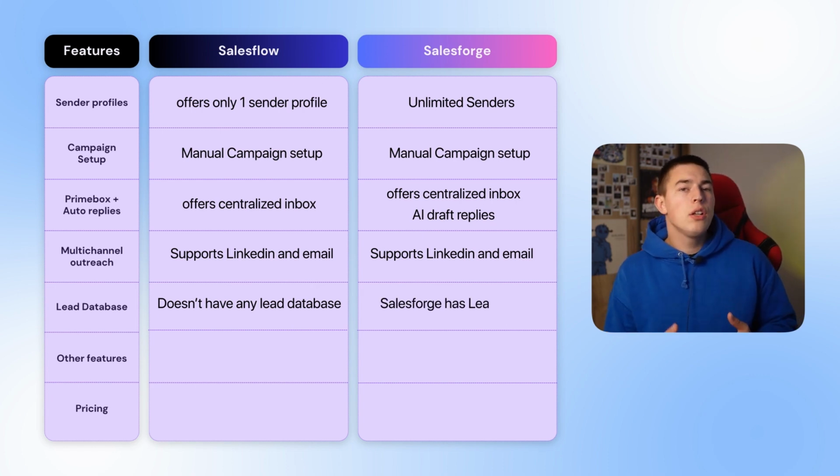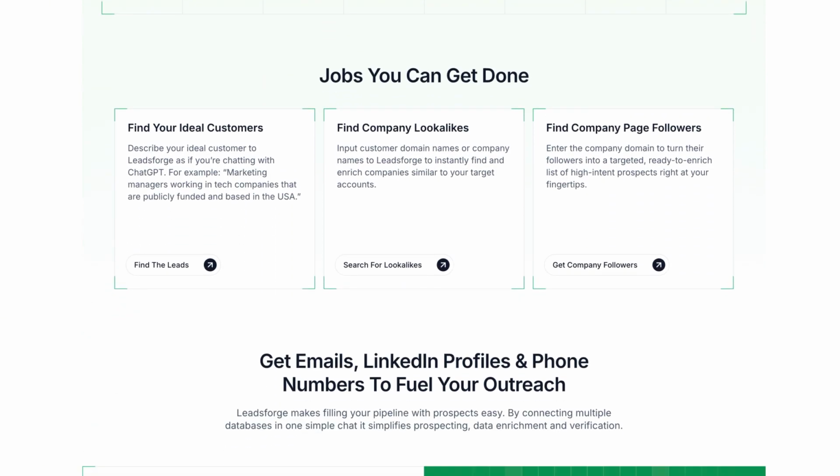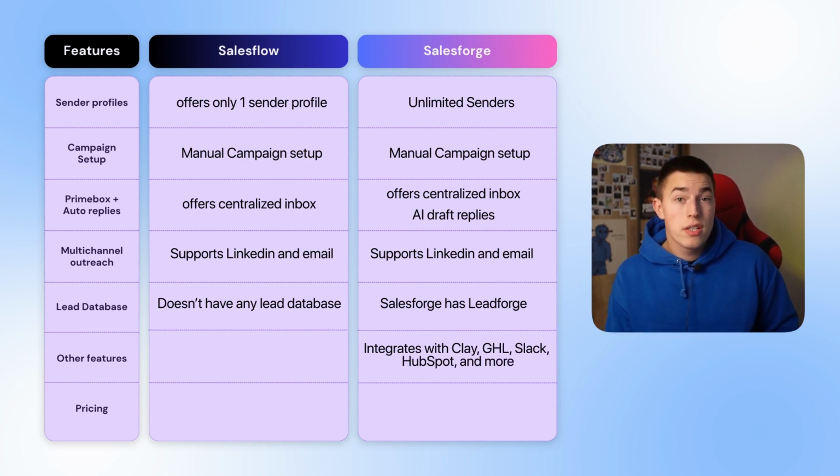Salesforge, on the other hand, includes LeadsForge, where you can find lookalike leads, competitors' followers, and your ideal client with AI search. Salesforge also integrates with Clay, Go High Level, Slack, HubSpot, and many more integrations. Salesflow connects through Zapier, which gives you flexibility but usually requires extra setup. For white labeling, both platforms offer it. Salesforge's plan also covers unlimited mailboxes, free email warm-up, and AI hyper-personalization.